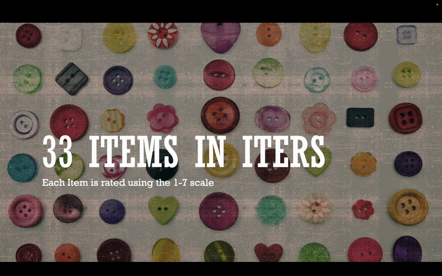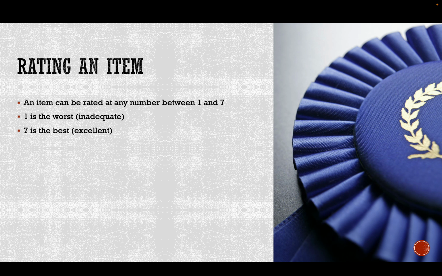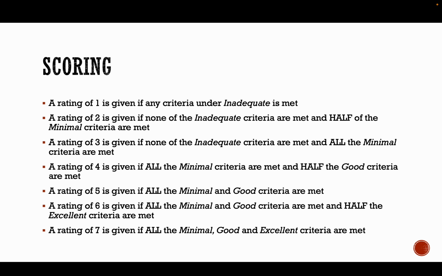There are 33 items in total in the ITERS scale, and each item is rated using the 1 to 7 scale. So, rating an item. An item can be rated at any number between 1 and 7. 1 is the worst, inadequate, and 7 is the best, excellent. And each item can be anywhere on the scale depending on how good or poor your practice in that particular item or domain is. Let's have a look at the rules.